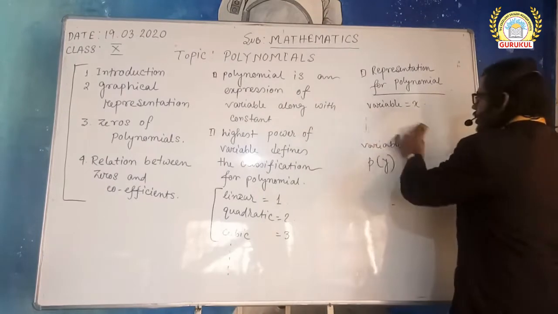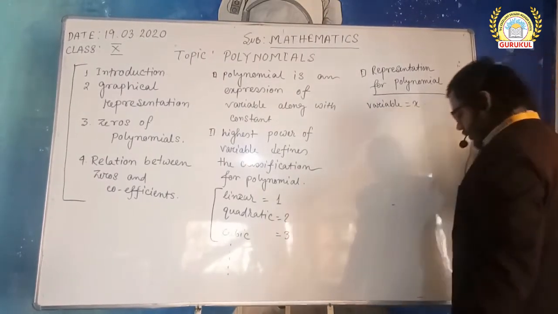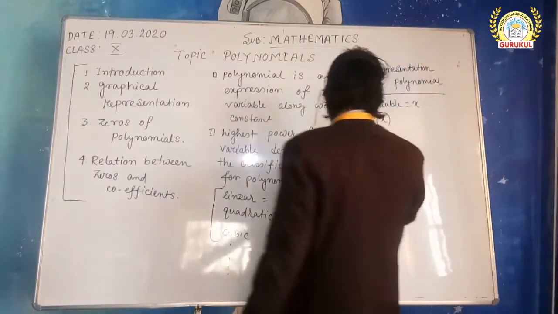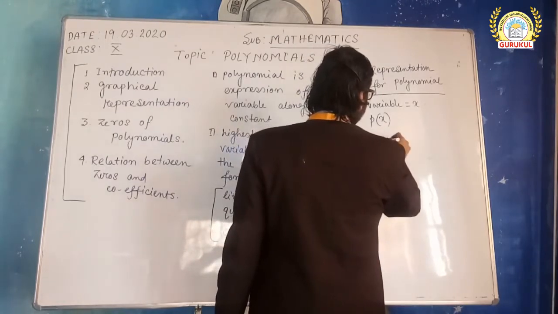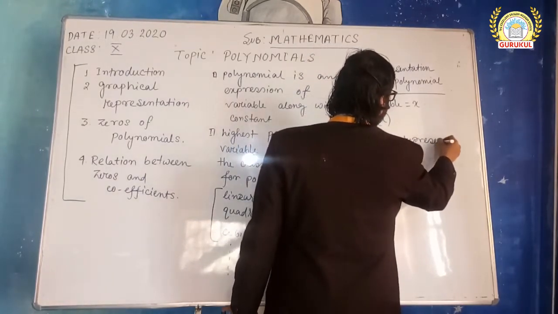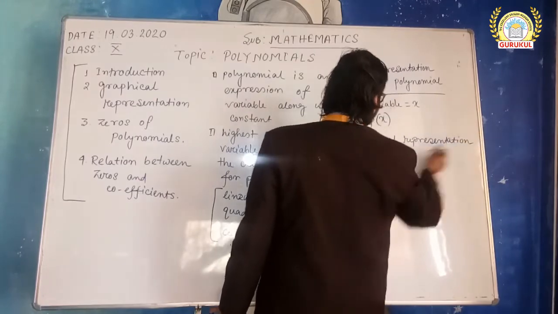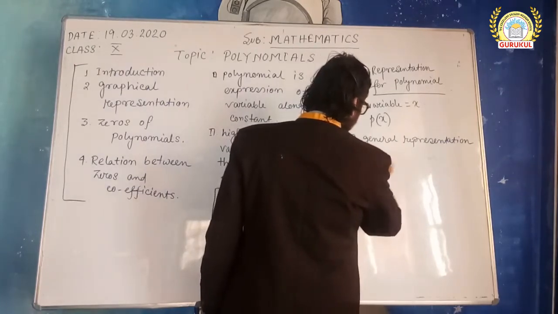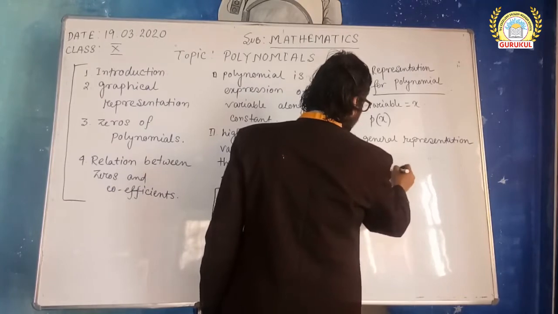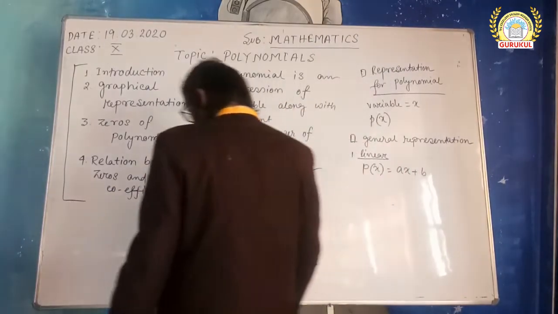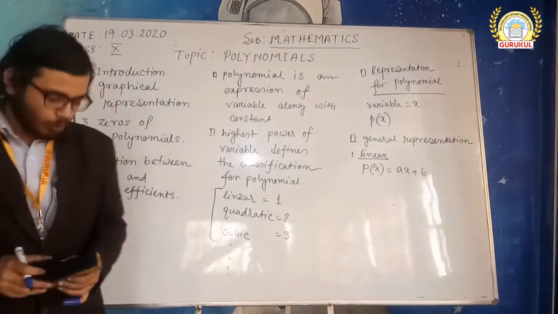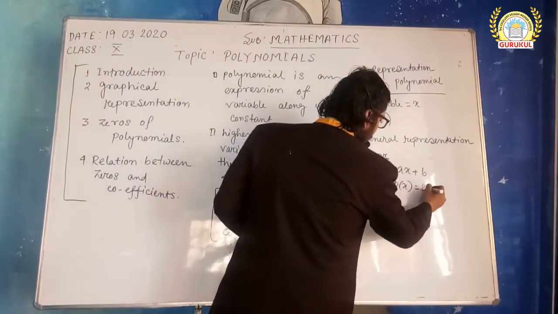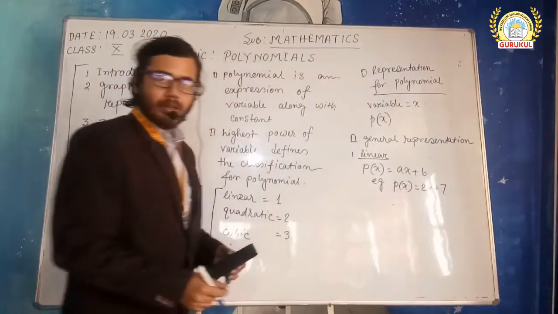Now we need to know about the representation. So already we have learned about the representation, and the representation is p of x. Next, general representation for polynomial. First, linear. P of x is equal to ax plus b. This is the general representation for the linear polynomial. Example, p of x equal to 2x plus 7. In this way you can represent it.